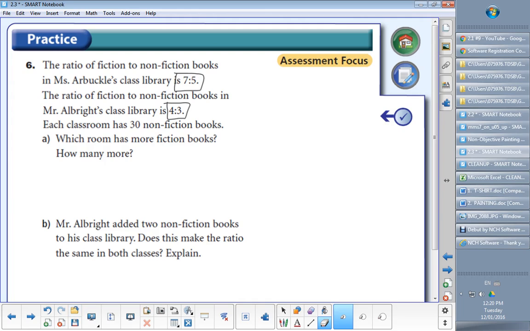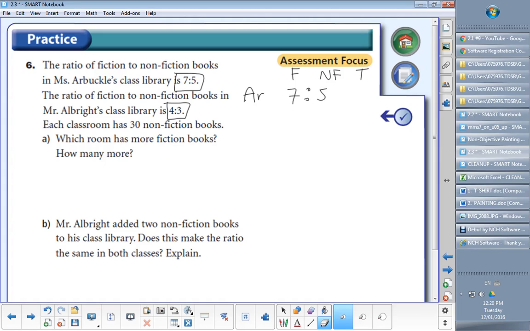So let's look at Miss Arbuckle's room first. We'll write AR for Arbuckle's room. And up top, we will write F for fiction and NF for nonfiction. And the ratio here is 7 to 5 for Miss Arbuckle's class.